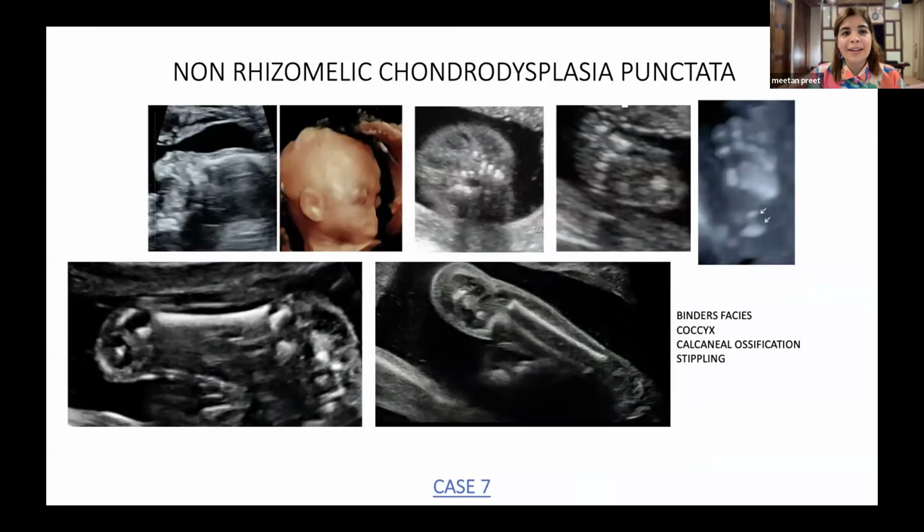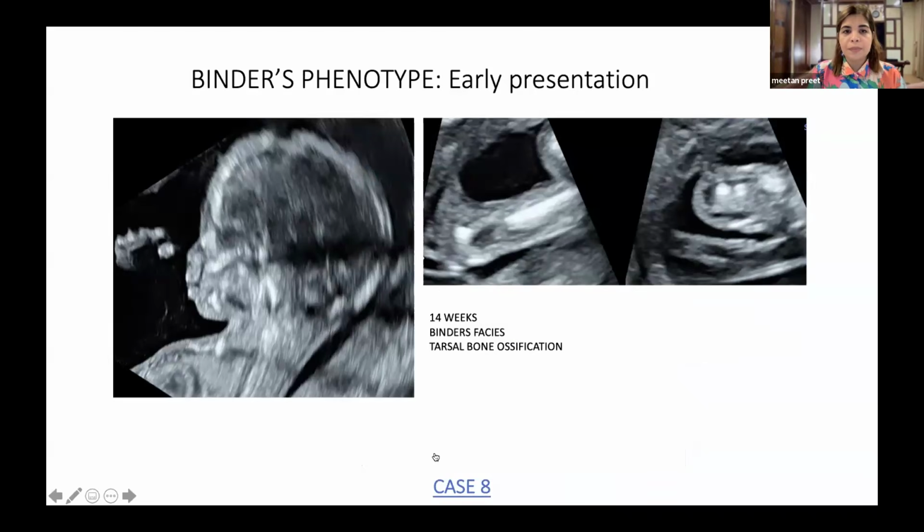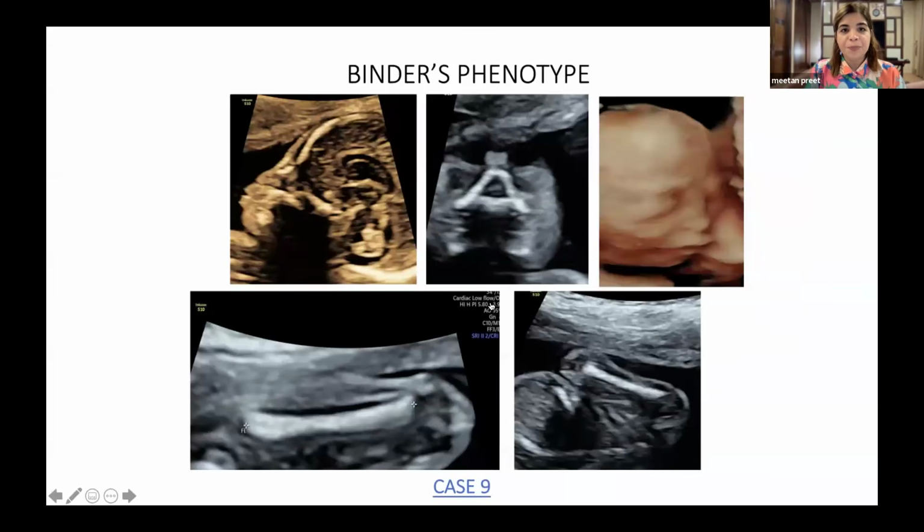Non-rhizomelic chondrodysplasia, again we have a very obvious binder's facies. We have coccyx that is seen, tarsal bone ossification, but a normal femur and normal long bones. This is an early presentation, an early pickup of binder's facies, as early as 14.2 weeks of gestation. We saw binder's facies and we saw tarsal bone ossification.